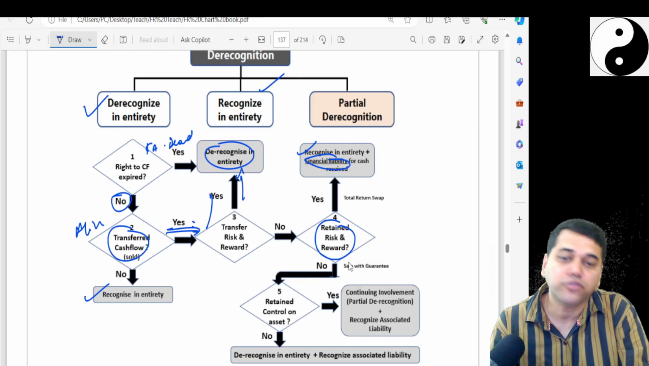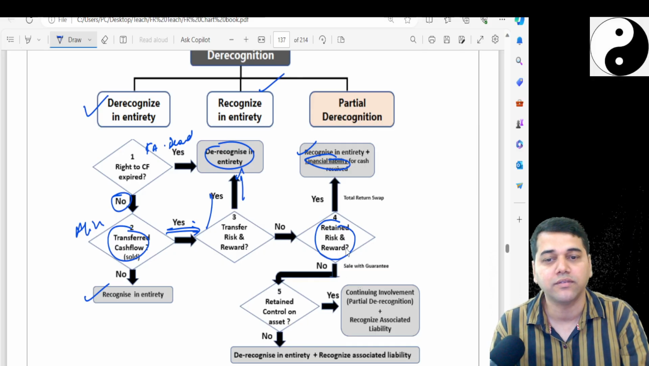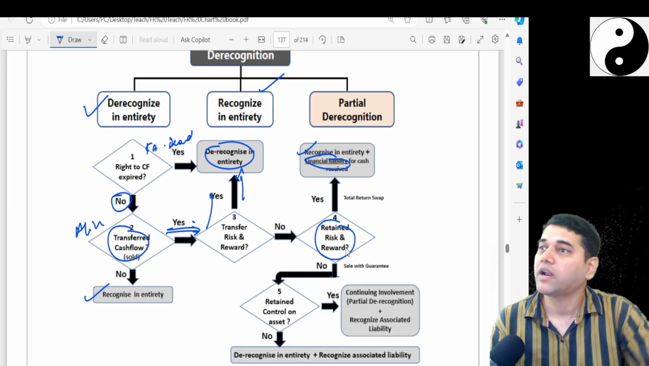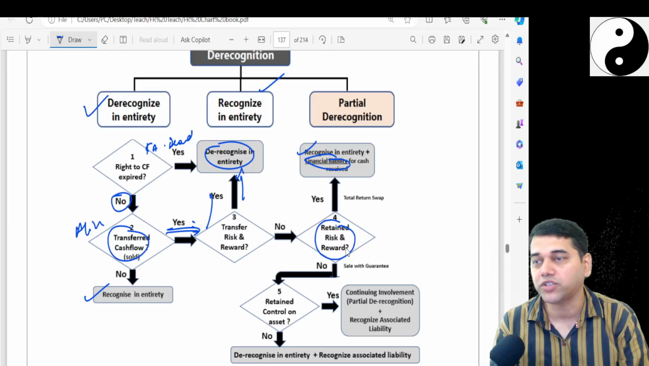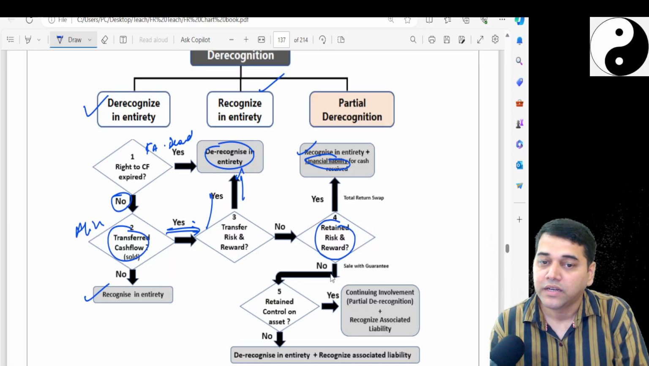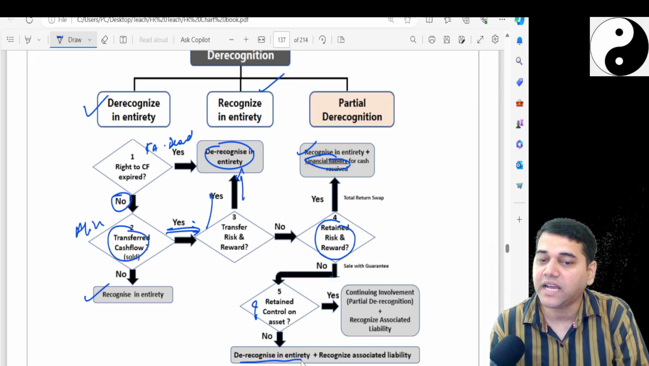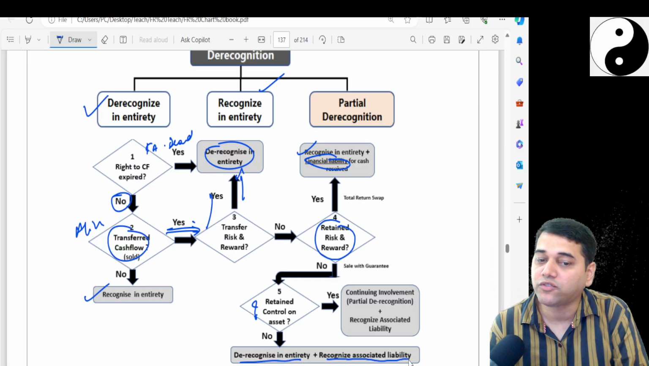Now comes, no sir, I didn't retain the risk and rewards. Did you transfer? I didn't transfer also. Or I transferred, but I have retained some portion. So now, did you retain the control over the asset? No. Then derecognize the entirety and recognize one associated liability.